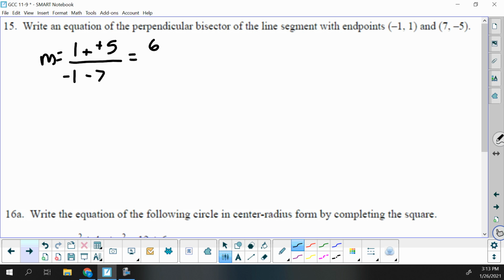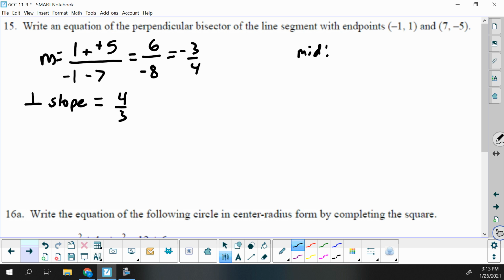So we'll have 6 on top over negative 1 minus 7 will give us negative 8, and this reduces to negative 3/4. Well, now we need our perpendicular slope, which is the negative reciprocal of that. So flip the fraction and negate it, so we'll get positive 4/3. We'll leave that b for a second, and we'll go do the midpoint.